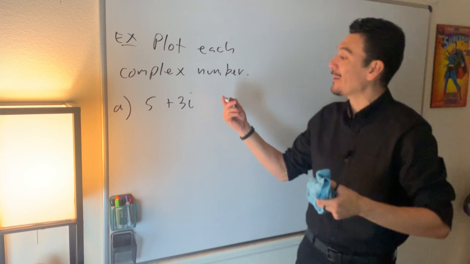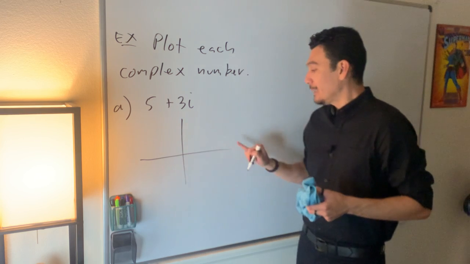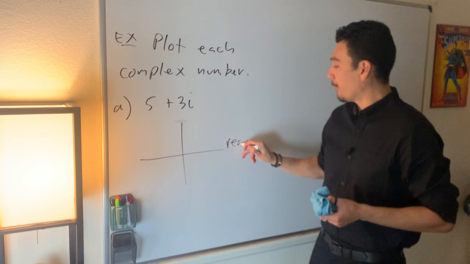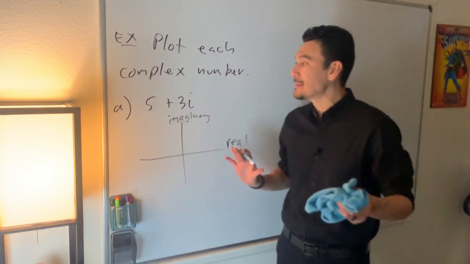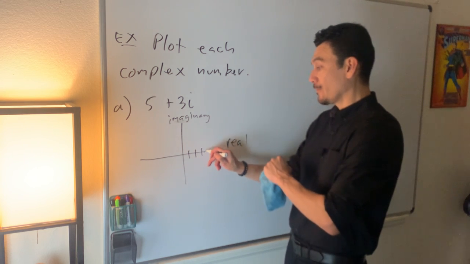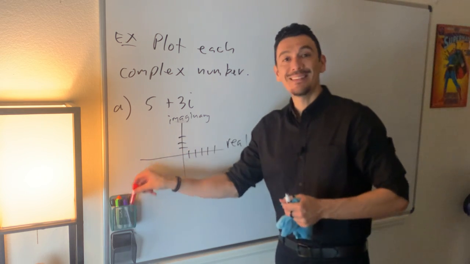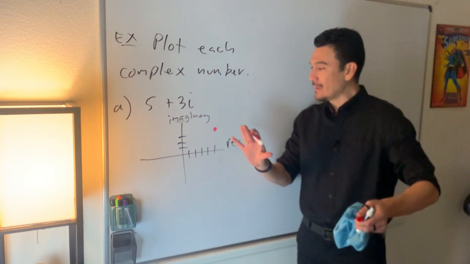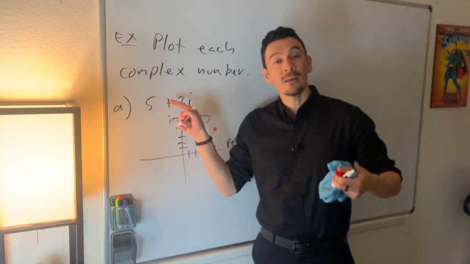Now, here is how I actually graph this. You go to the axes, but it's actually not the xy axis. This is what we call the real versus imaginary axis. And so what you do is you go to 5 for the real, you go to positive 3 for the imaginary, and you put a point at that location. Boom, done. Final answer. This point is how you plot this complex number.